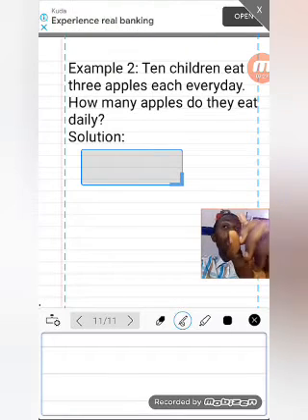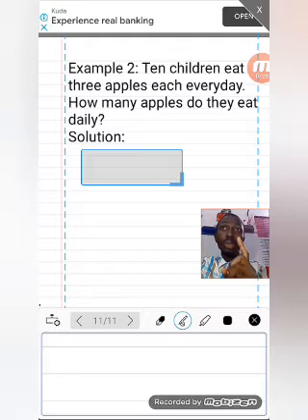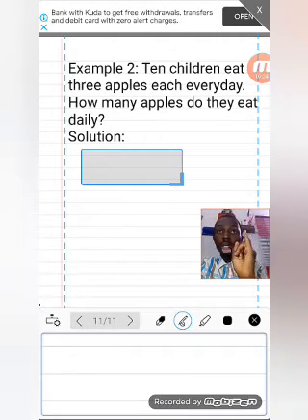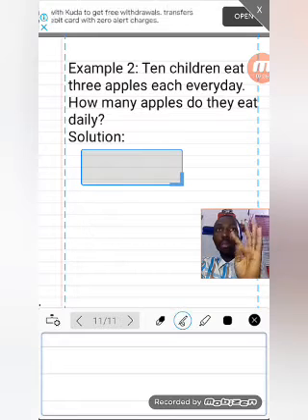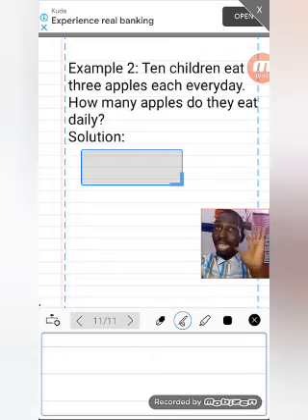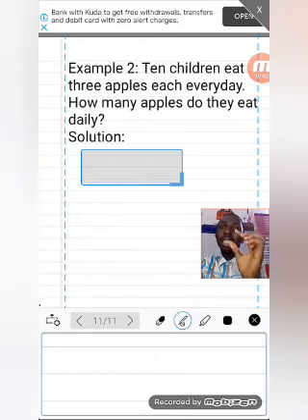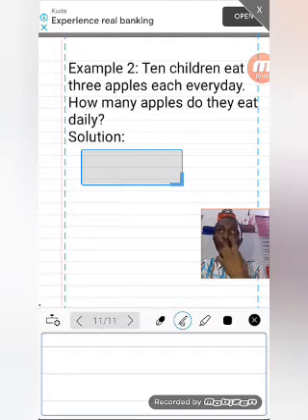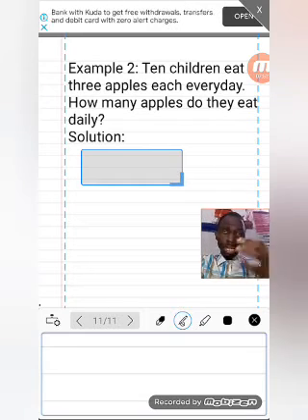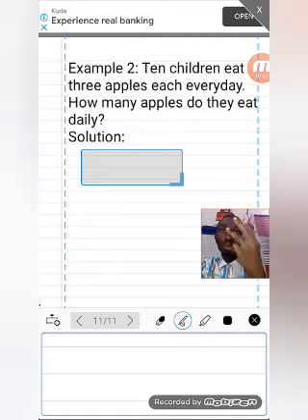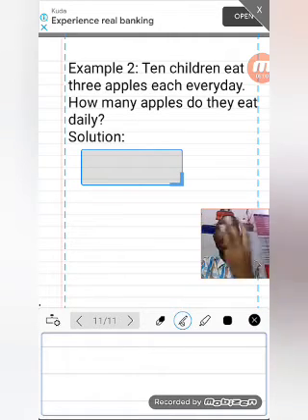That is, each of the 10 children eats 3 apples. That is, out of the whole 10, each of them eats 3 apples, 3 apples, 3 apples, 3 apples. That's 3 apples eaten in 10 places. That's 10 children, each of them eating 3 apples every day, 3 for each of the 10 children. So how many apples do they eat daily? That is in total, how many apples get consumed in a day, if each of the 10 children takes 3?